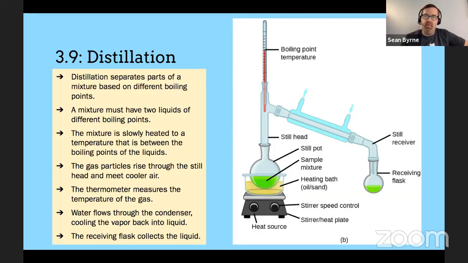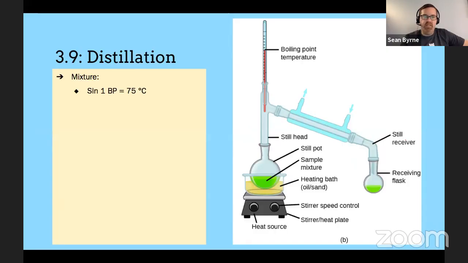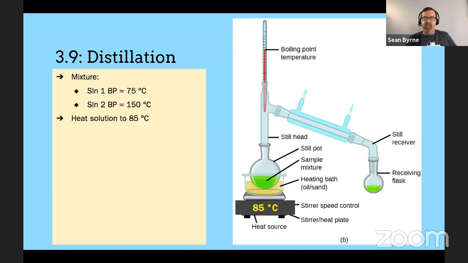So let's look at a little bit more specific example in this picture. Let's say we have a mixture that has liquid 1 with a boiling point of 75 degrees Celsius, and the second liquid has a boiling point of 150 degrees Celsius. What I would probably do is heat the solution to something like 85, maybe 90, something that is certainly above the boiling point of my first part, but below the boiling point of my second part.